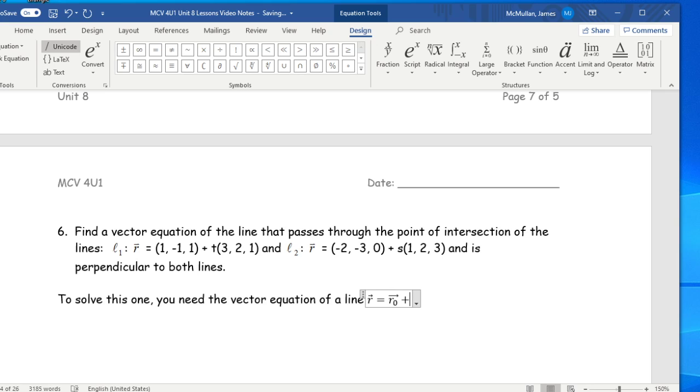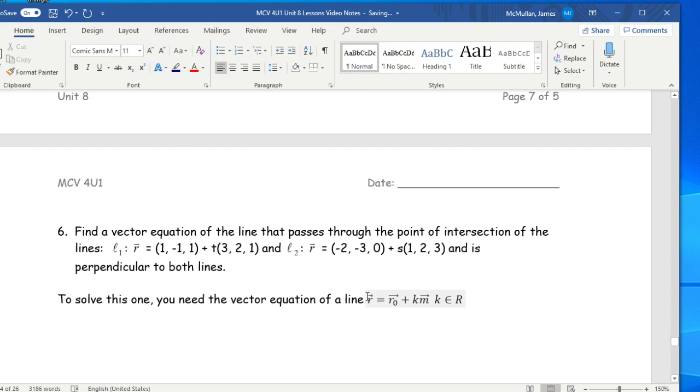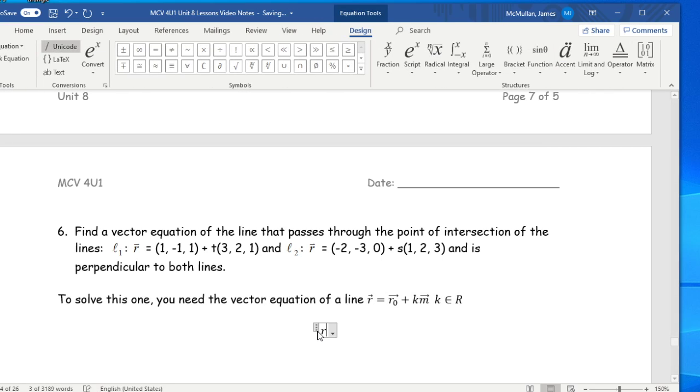What's a letter we haven't used? K, sure. K times the direction vector, where k is some real number. All right. So to solve the question, you're going to need those three things. So let me tell you how to find each one.